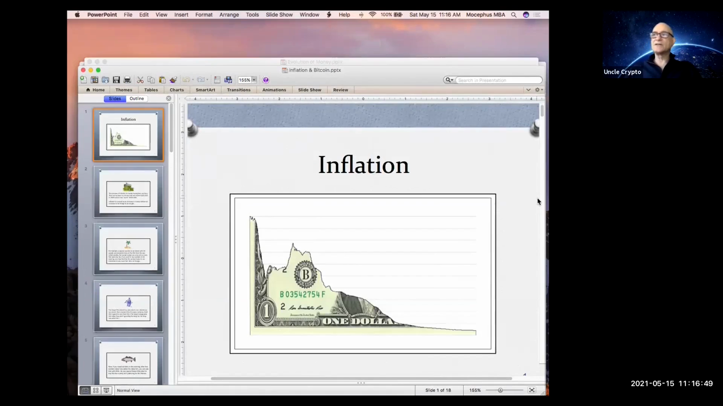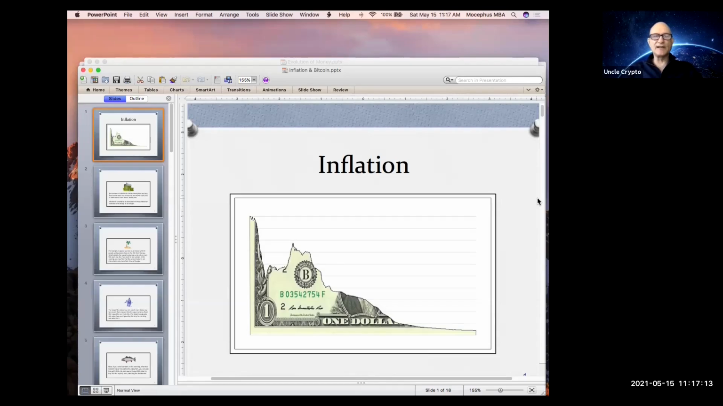Inflation. So this is a picture of a dollar becoming smaller and smaller as you go from left to right. Now, the government tells us that inflation is when prices rise, which is a nice, convenient way of saying we have nothing to do with this. It's just some kind of fluke. There's something happening in the universe and people are just raising their prices.